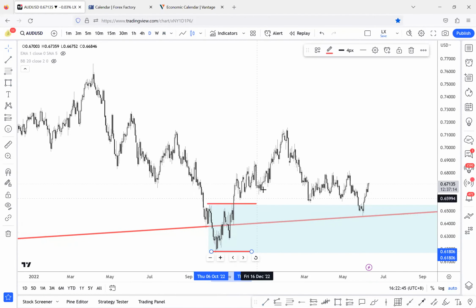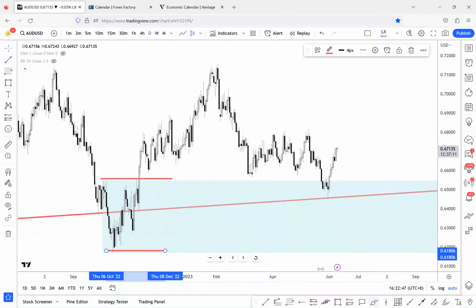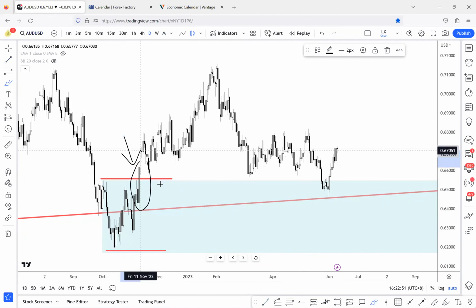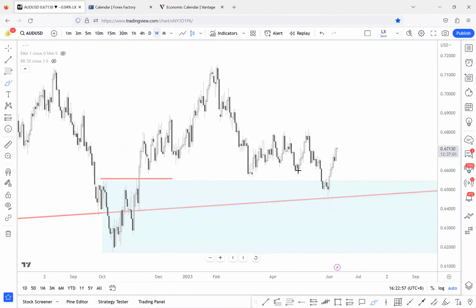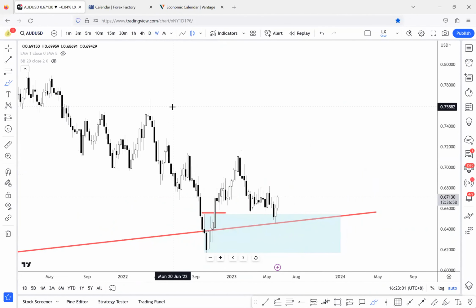And once price breaks above, this breakout is characterized by a strong bullish candle with hardly any wicks. And price did a pullback. Currently, it's testing this zone again. So that's the picture on the monthly and also the picture on the daily.